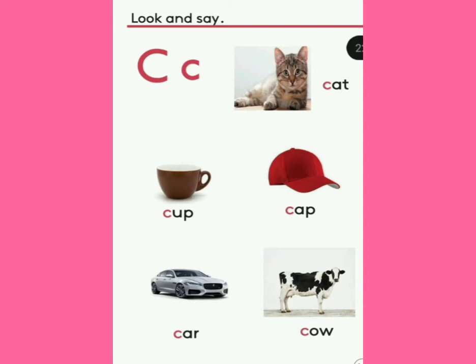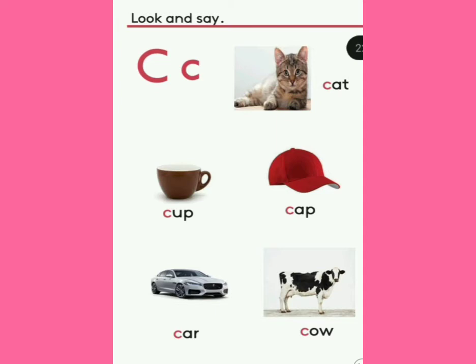The third picture, what is that, children? A cap. C-A-P, cap. And the fourth picture is a car, C-A-R, car. And the fifth and final picture is a cow, C-O-W, cow. Now I'm going to do the second reading. Listen to me very carefully. Let us see the words: cat, cup, cap, car, cow.